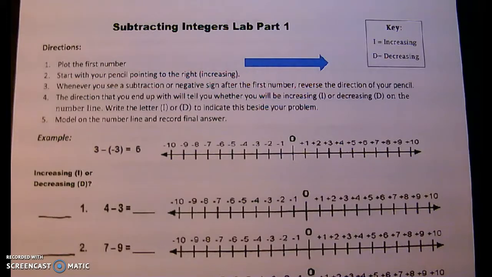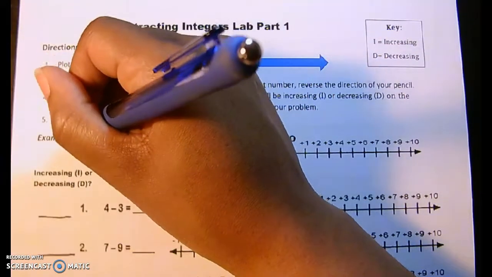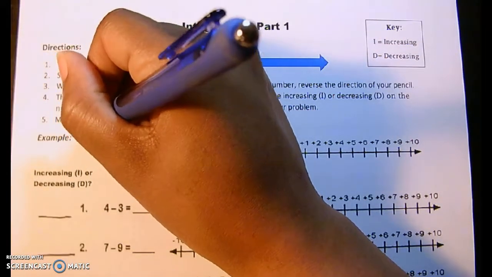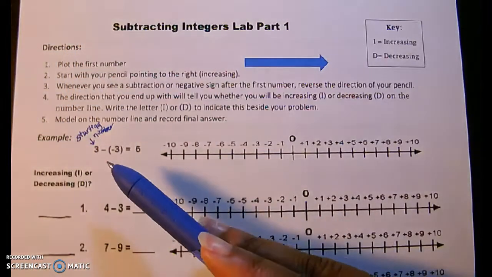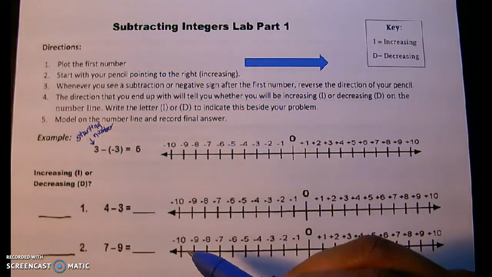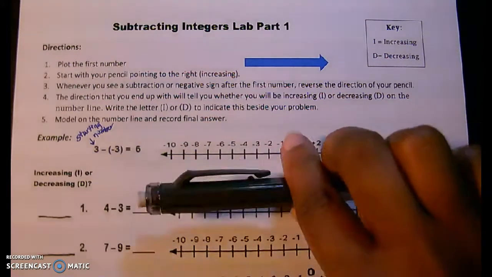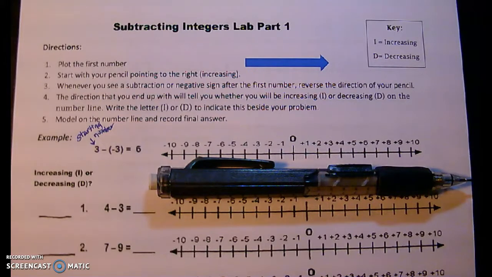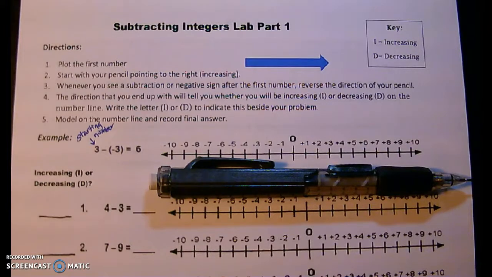The first thing you're going to do when you're solving a problem in this lab is you're going to plot the first number. Before we get into anything deeper, note that the first number is going to be your starting number. This is the number that you're going to plot on your number line. Then, once you plot your first number, you're going to start with your pencil facing the right, which means increasing. When we're talking about increasing, we're talking about going up on the number line.